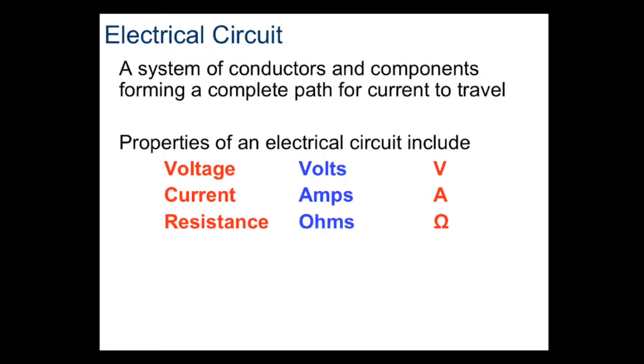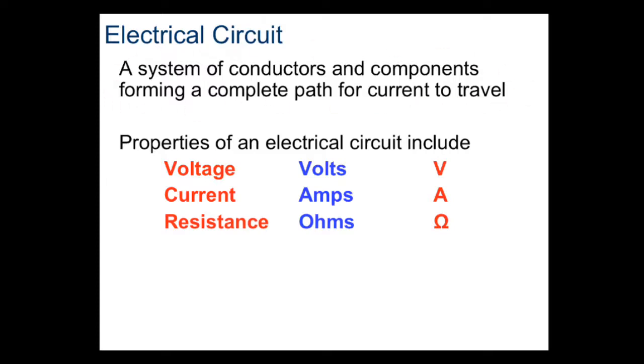The definition of an electrical circuit is a system of conductors and components forming a complete path for current to travel. Usually you have a battery, and then current flows through some resistors and back to the battery. It's a complete path. If the path is broken, it's not an electrical circuit. The circuit is broken, so it's not a complete circuit.